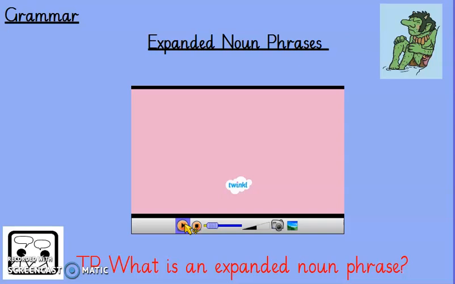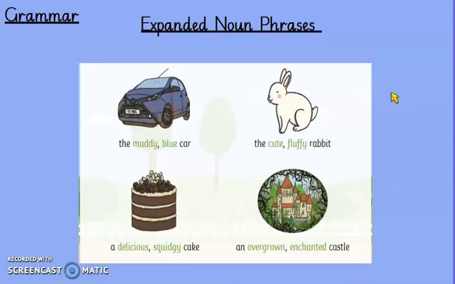You might have two or more adjectives to describe a noun. So let's give you some examples. Here I have a couple. The first one is the muddy blue car. Now, the car is the noun in this phrase. The words muddy and blue are the adjectives. They are describing what the car looks like. It's muddy and it's blue.